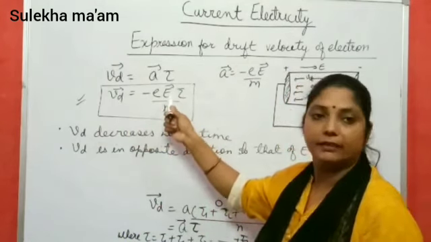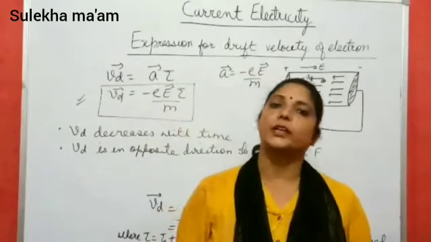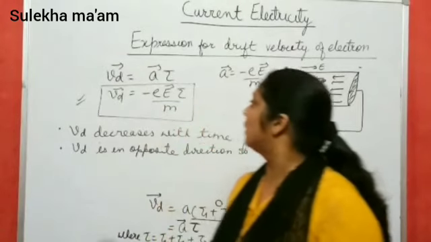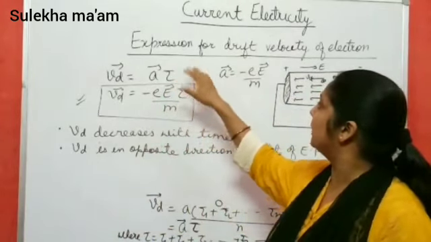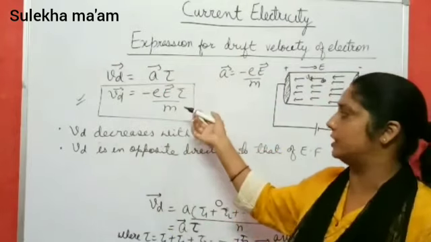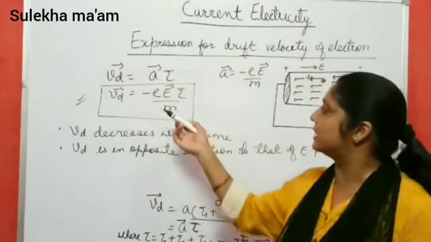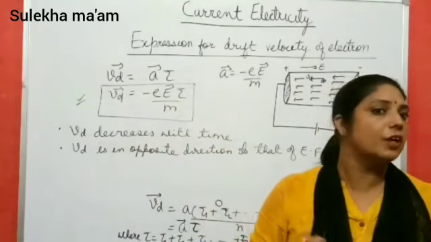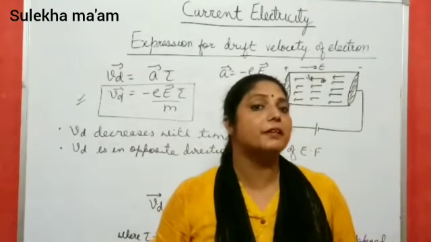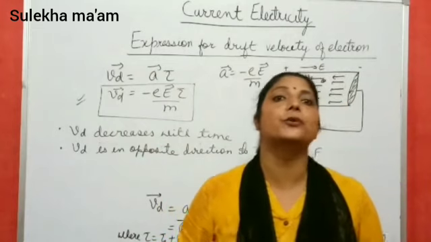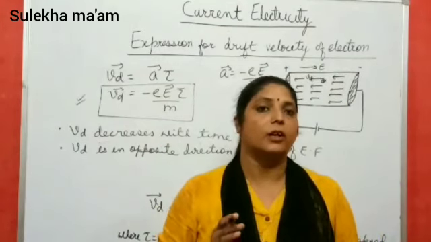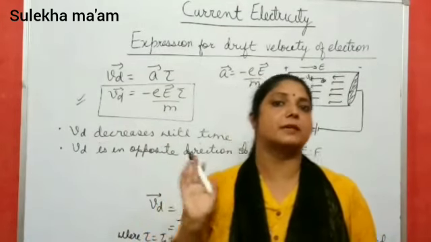Okay students, this is all about how to derive the expression for drift velocity. In the next class, we will discuss how this drift velocity is responsible for the current to flow inside the conductor. Okay, so study this well.